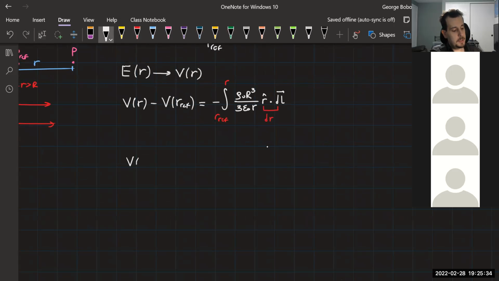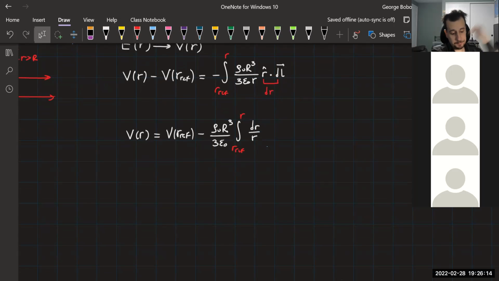Okay. So we have V of r. I'll move the V reference to the other side. And then I'll subtract. Again, we're going to pull out the constants, rho naught R cubed over 3 epsilon naught. We're not going to pull the r because that's getting integrated. So we have the integral here of dr over r, from r reference to r. Beautiful. That's what remains.